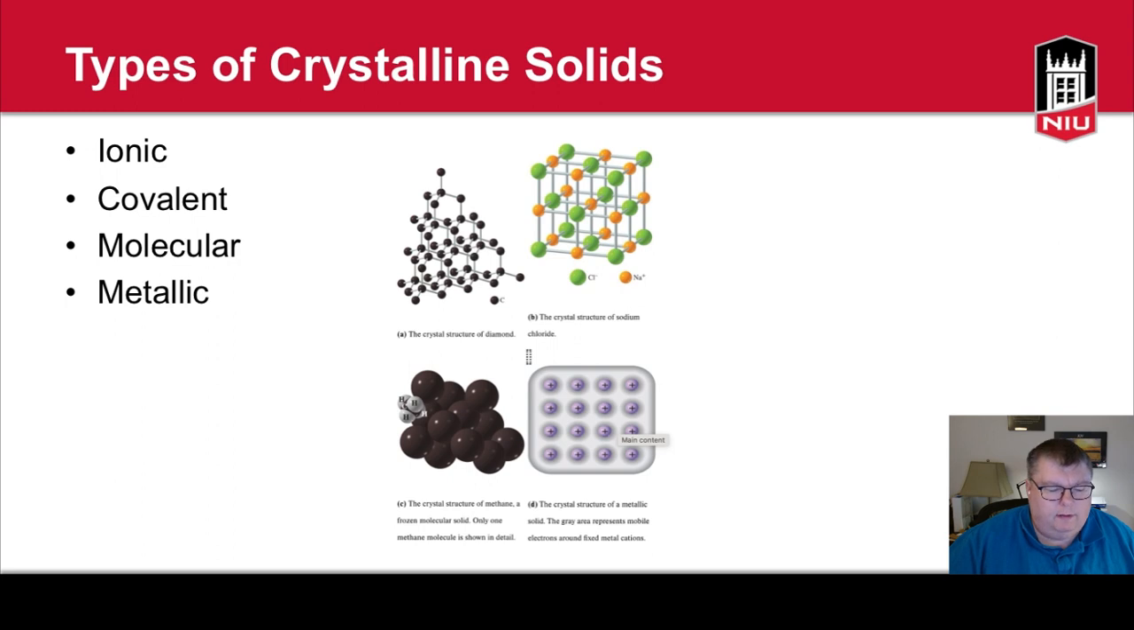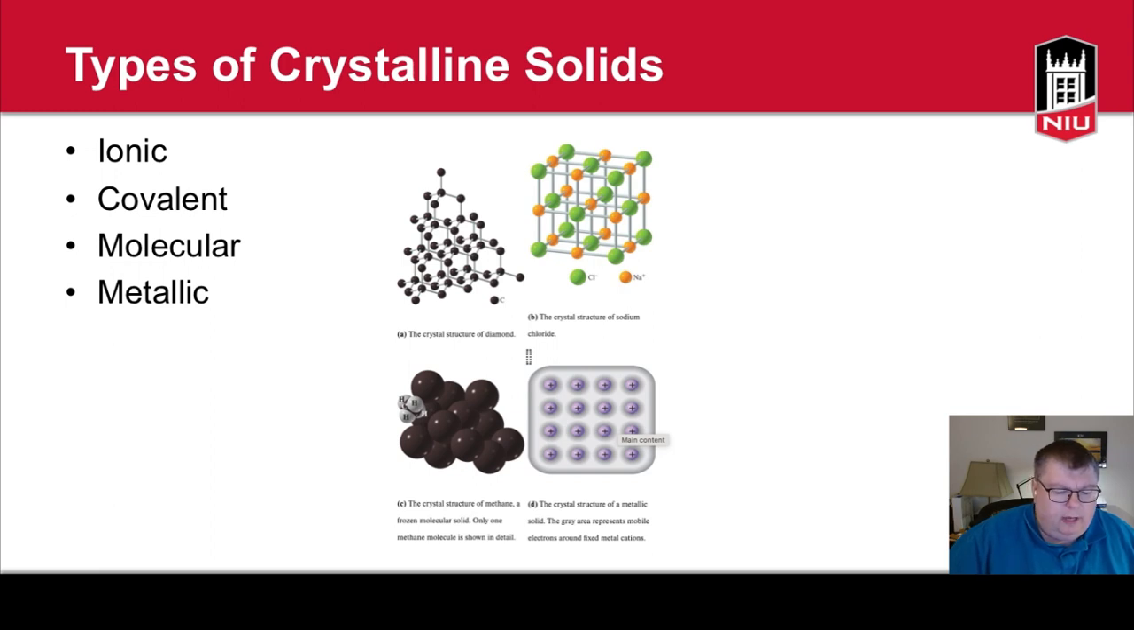Now, there are two types of solids. There are crystalline solids and there are amorphous solids. We're going to focus more on crystalline solids, but amorphous solids do not have a regular repeating structure, whereas crystalline solids have a regular repeating pattern to their structure. Things that are amorphous solids are things like rubber or glass or plastic. Crystalline solids are things like sodium chloride or diamond or ice. These are all crystalline solids.